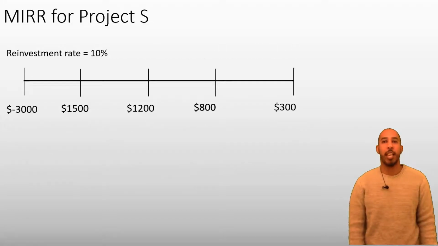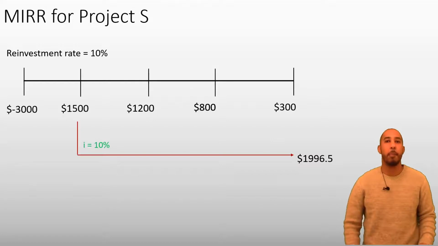Let's try it out with Project S. We have our timeline for the project here, and we're going to assume that the reinvestment rate is equal to 10%. What does that mean? That means that once we receive this $1,500 in year 1, we'll reinvest that money and earn 10% per year for the next 3 years. So that $1,500 we receive in year 1 will grow to $1,996 at the end of the project in year 4.